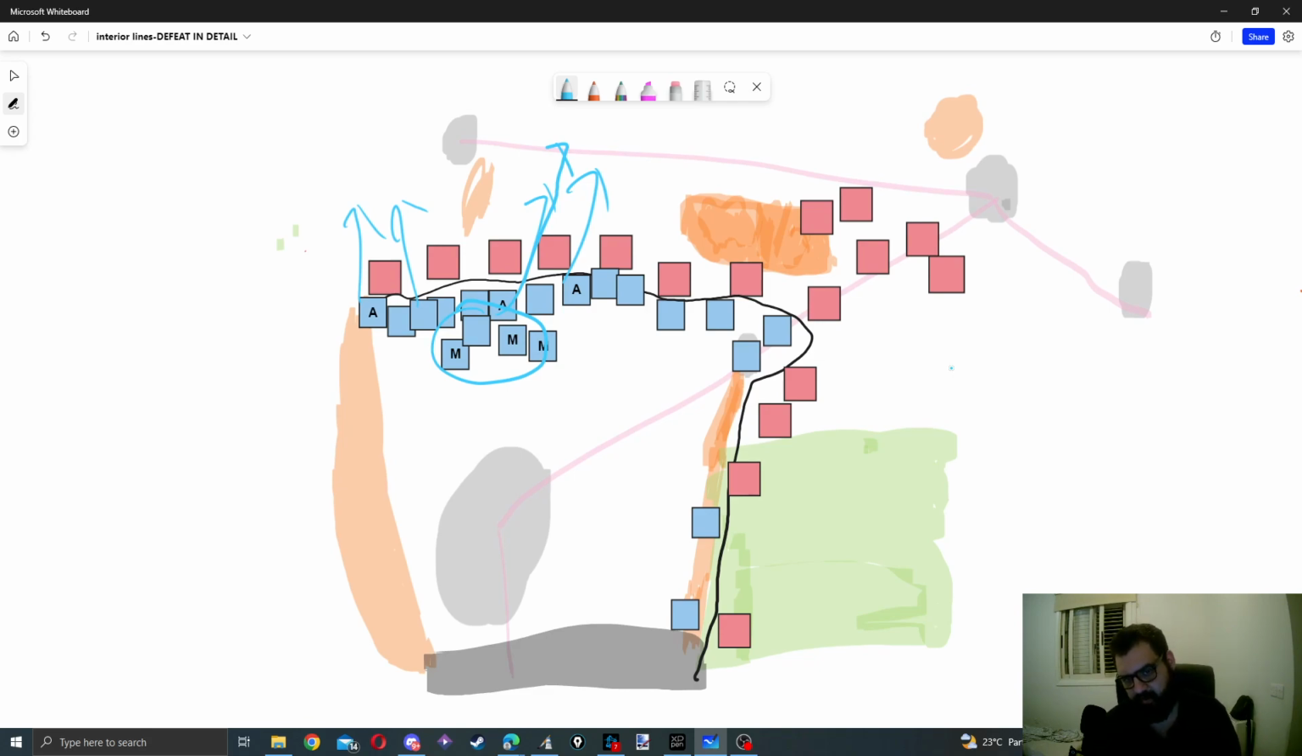This in warfare is called defeat in detail. The idea that you are able to separate the enemy's majority in force, in power, and attack them at a position where you are more favorable. And we saw that in the Battle of Austerlitz. We've seen that repeatedly in the American Civil War, especially with General Lee and Jackson and so forth.